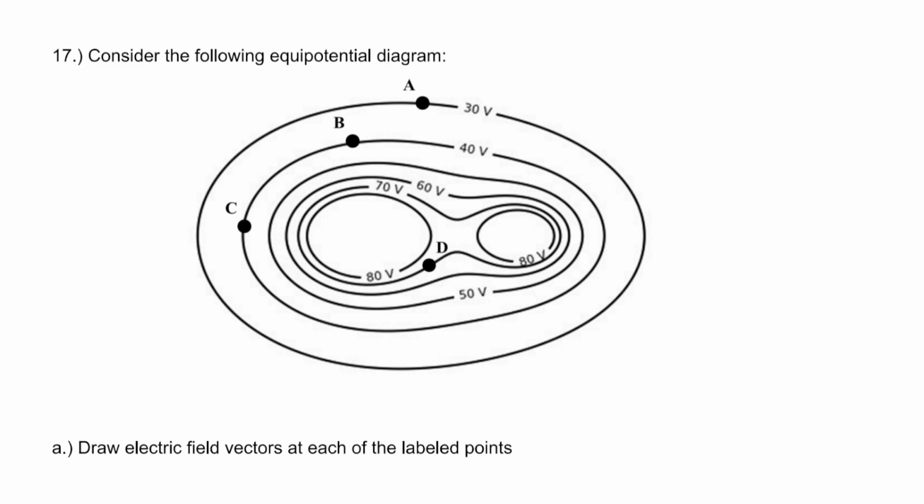So we're going to continue with 17, which is an equipotential problem. We're given the different potential values along different curves, and we're going to be asked to analyze this. First, we're asked to draw some electric field vectors at each of these labeled points.